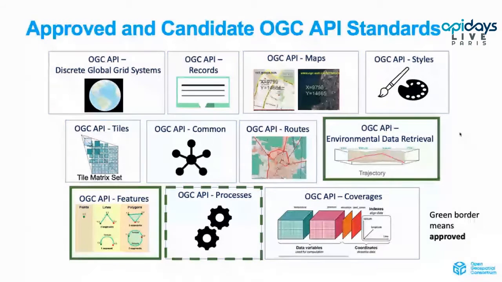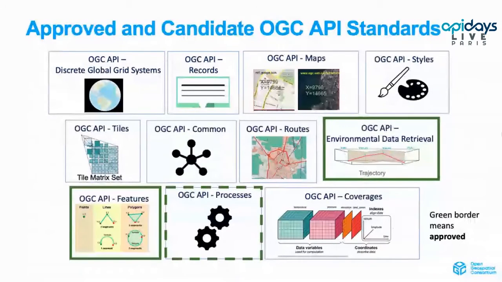And then we have OGC API Processes, which specifies an interface for accessing implementations of algorithms that are accessible as executable processes. And then OGC API Coverages, which specifies an interface for accessing coverage data such as satellite imagery or even some forms of meteorological data. We are continuing to develop the suite, so in the future you will see additional candidate OGC API standards introduced as well.